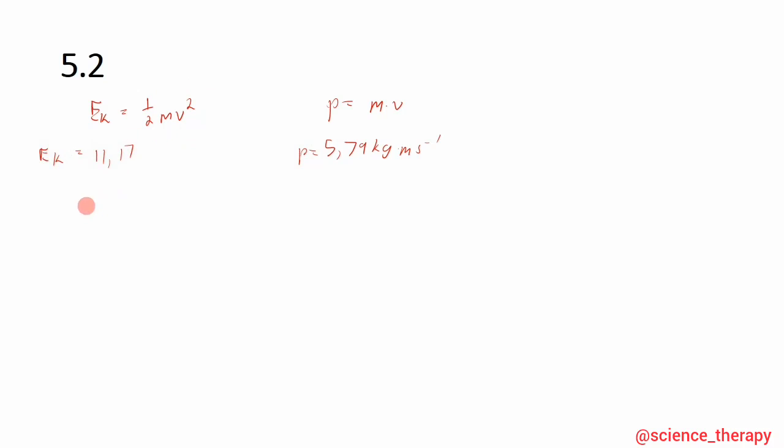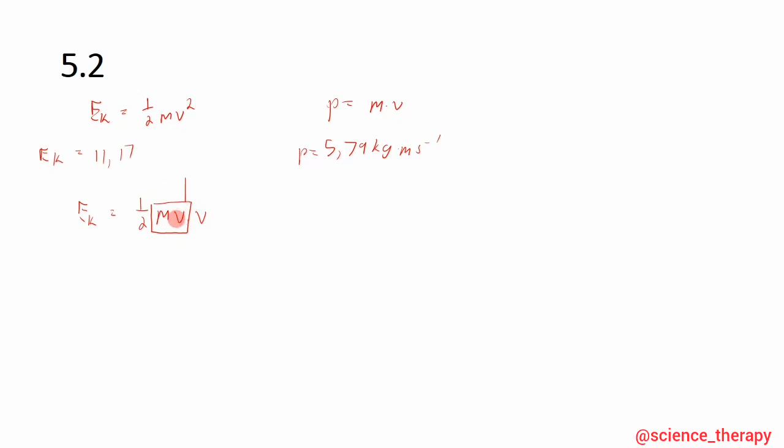So that's our P, and we are also given EK is equal to 11.17. Now if you come here, this is EK, and break down this formula here, you have half m, and then that's v times v. Now if you check here, you can see that this in between represents the momentum. Remember, momentum is mass times velocity, and in this equation we can see that we have mass times velocity.